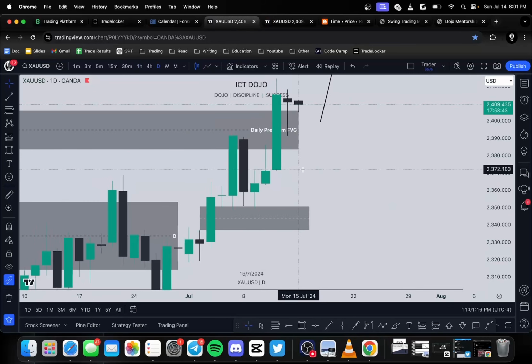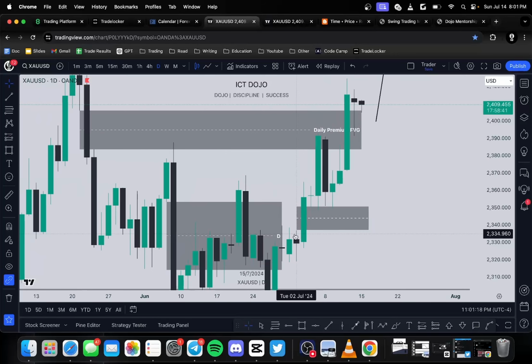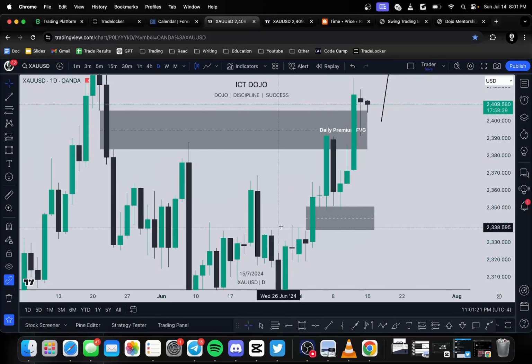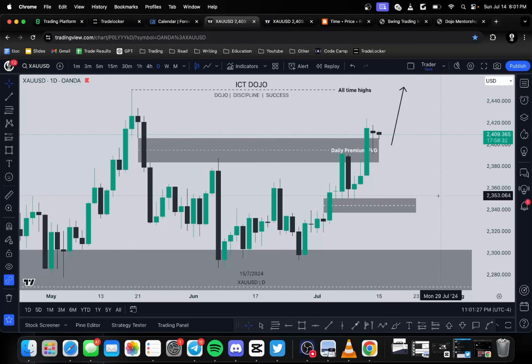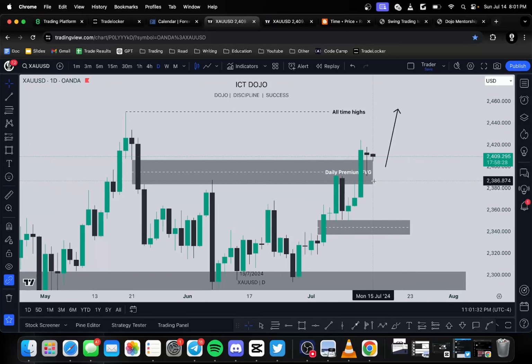Just like this. I marked out all my fair value gaps here. I was just showing you guys, but I would just have the significant ones. So here we didn't actually sweep the midpoint, so it's going to be a draw on liquidity eventually. Once it starts running down, that's going to be my first draw on liquidity. We also have this fair value gap here. That's another draw on liquidity.